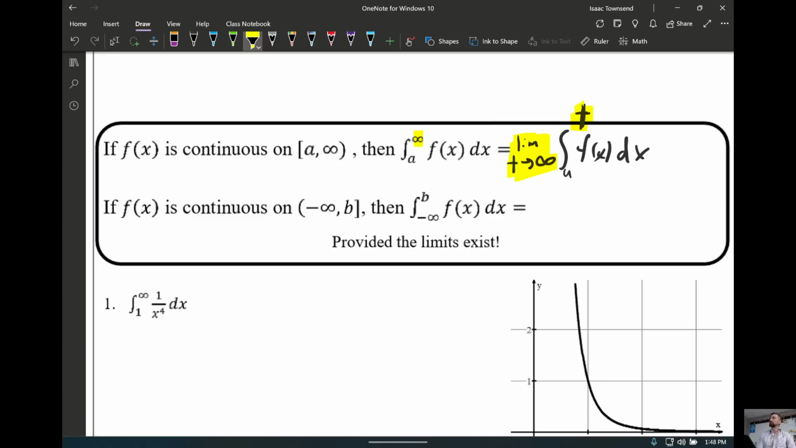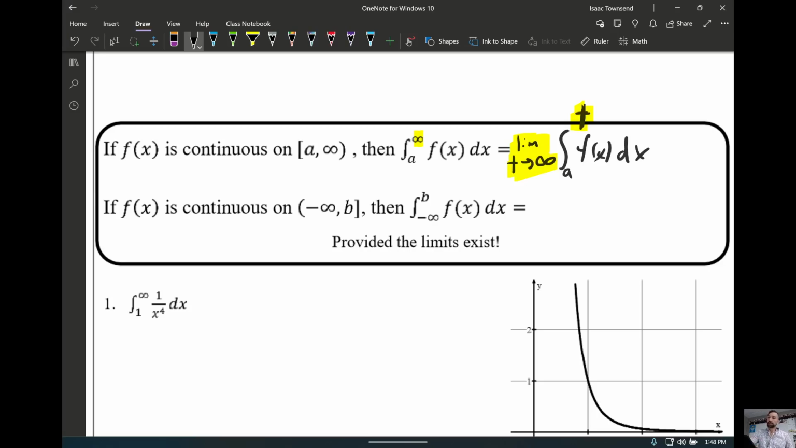The integration can be the hardest part depending on if it's u substitution or partial fractions or integration by parts. That just varies. But then we're just going to plug in t, get a value, plug in a, which is just a number, get a value, subtract them, and then at the very end we have to do a limit question.